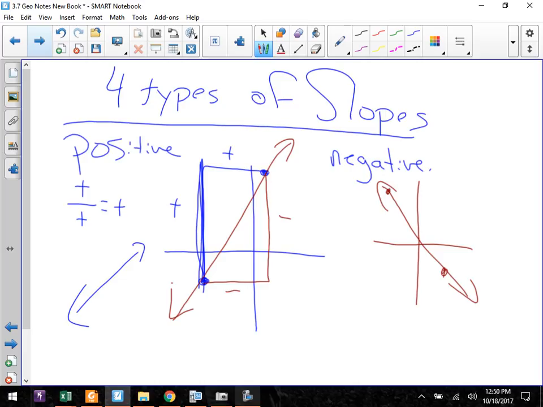Up and right. Up and right, down and right. Don't think of it in words, just think of it as just direction, up and right.